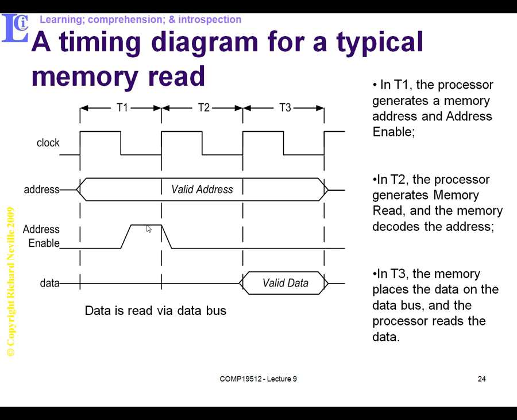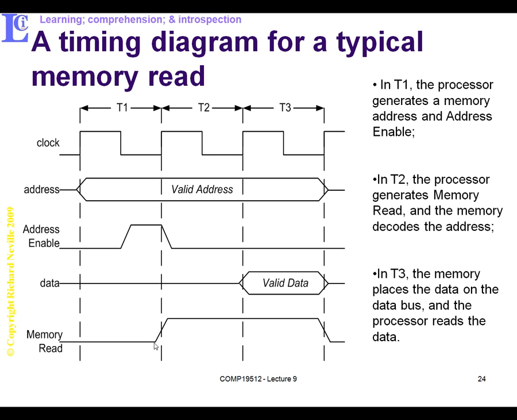So now the memory knows that it can lock that address into its memory and generate that data. Once it takes T2 to actually obtain that data, at T3 we will see that the data on the data bus, because this is on the address bus, is now valid and ready to be read by the processor.